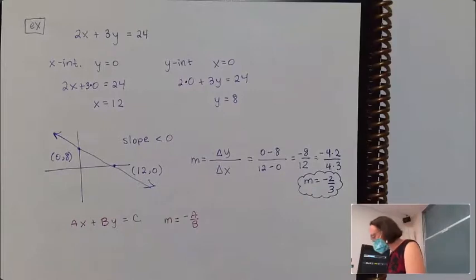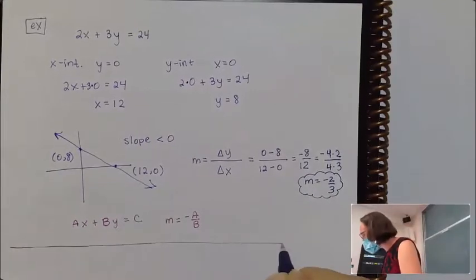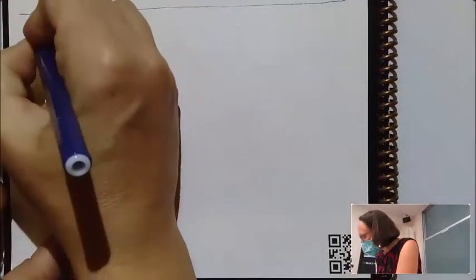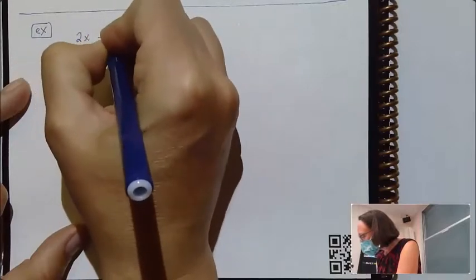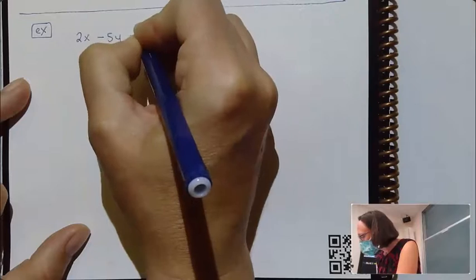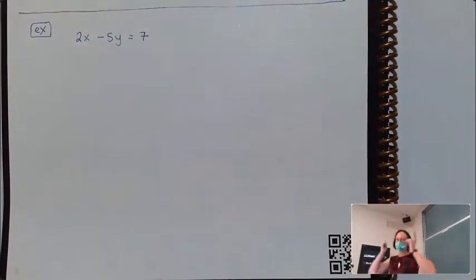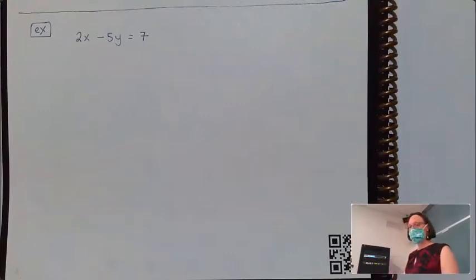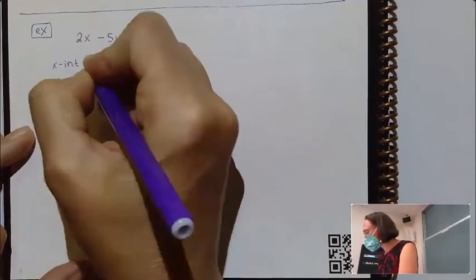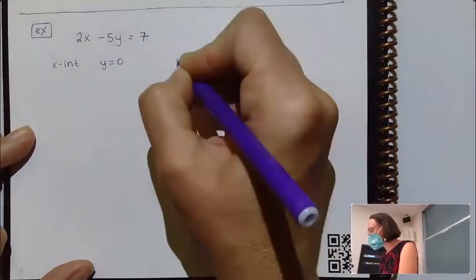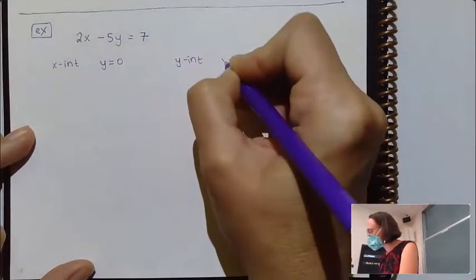Okay. Let's do one more of these before we move on to graphing inequalities. 2x minus 5y is equal to 7. I'm going to start in the same place by finding the X and Y intercepts. X intercepts, we always get the same way. We plug in 0 for Y. Y intercepts, we always get the same way. We plug in 0 for X.